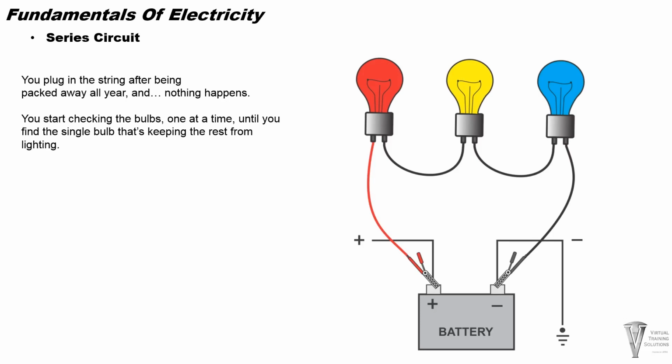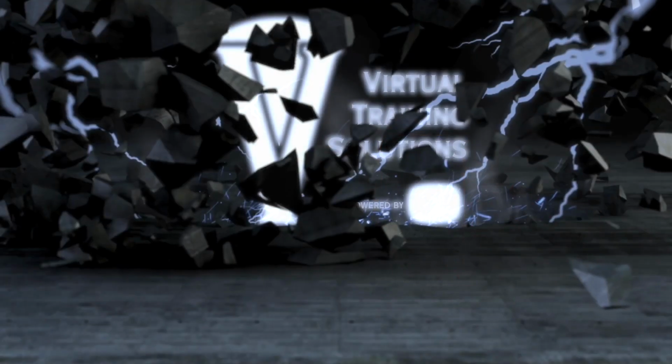Would be a simple string of Christmas lights. So in this case, here we have our battery positive connected to a positive lead going up to one light, through a resistor, through a resistor, through a resistor, and back to ground.